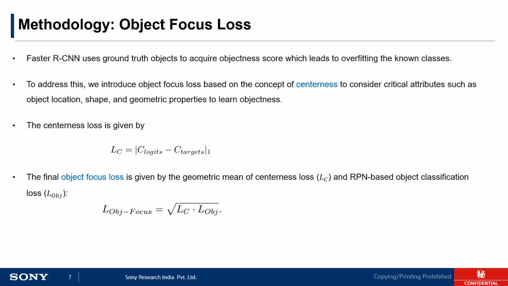Third one is object focus loss, which leverages the concept of centeredness to consider critical attributes like object location, shape, and geometric properties to learn objectness. The centeredness loss is calculated between centeredness logits and centeredness targets. Finally, the object focus loss is calculated by the geometric mean of the centeredness loss and the region proposal network based object classification loss.